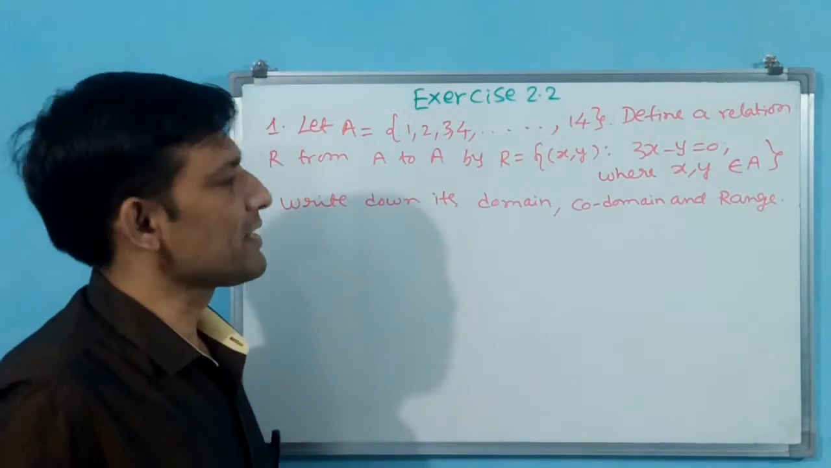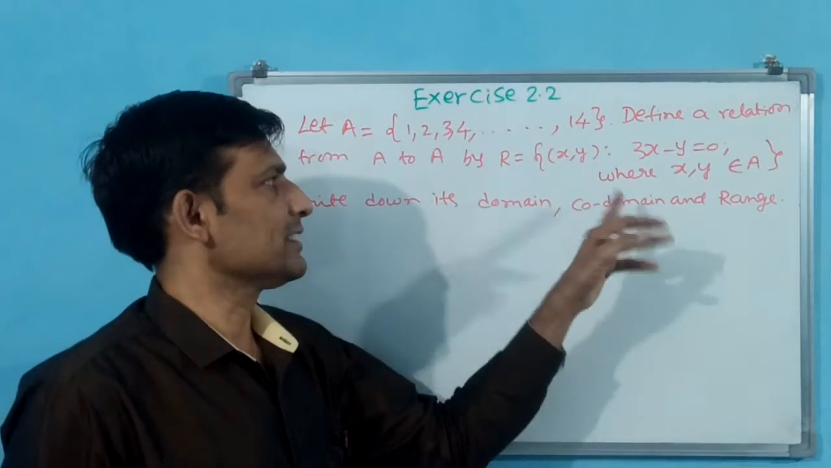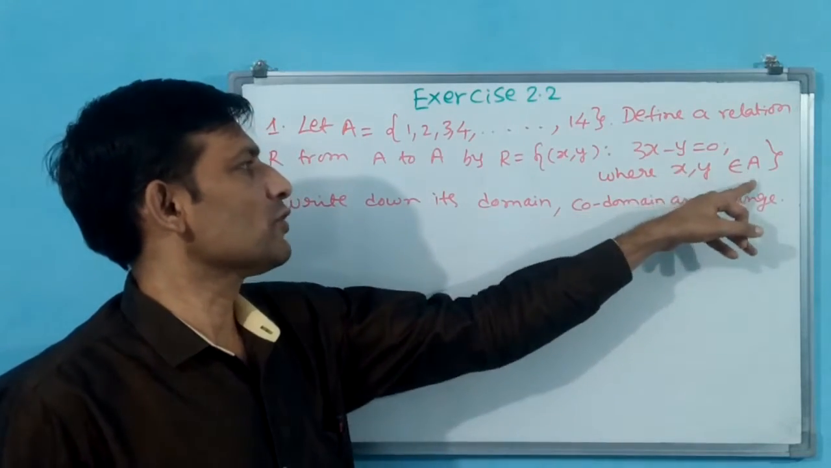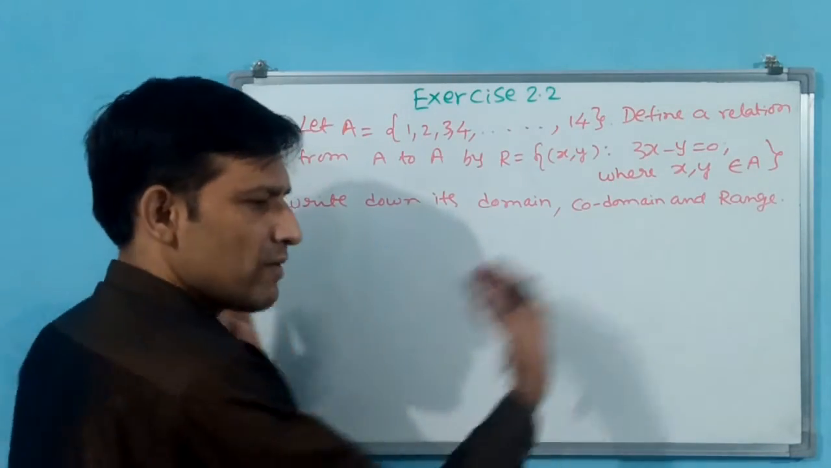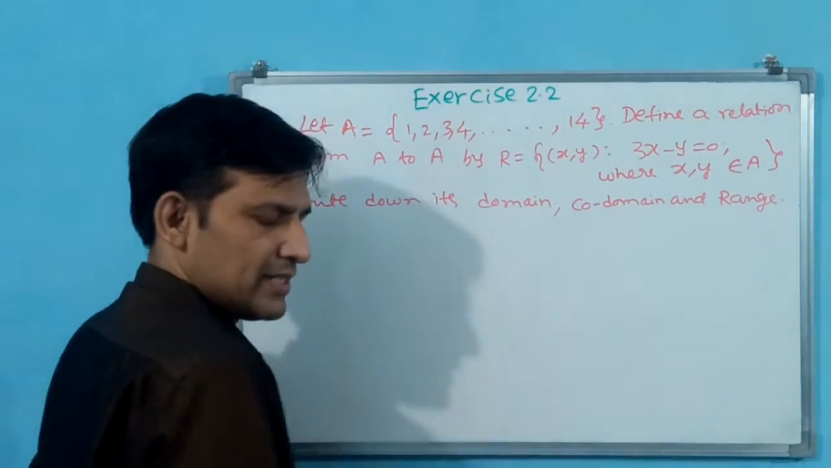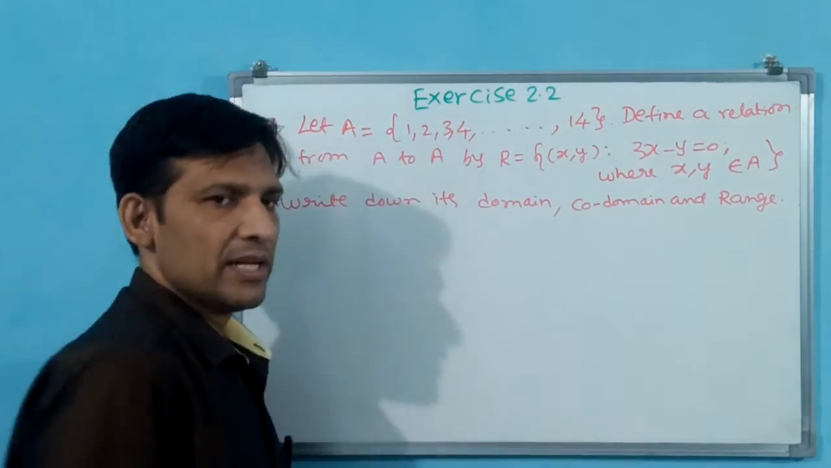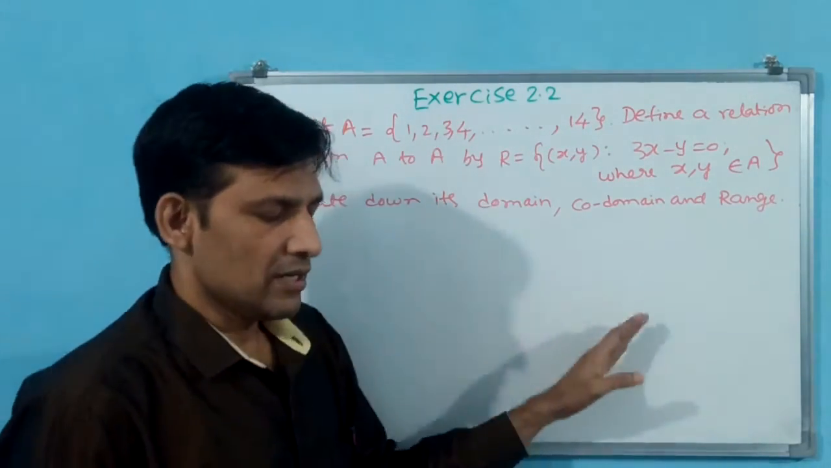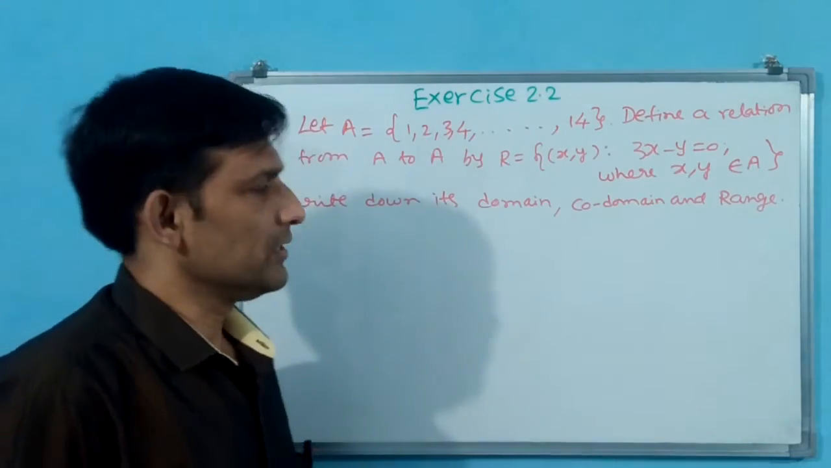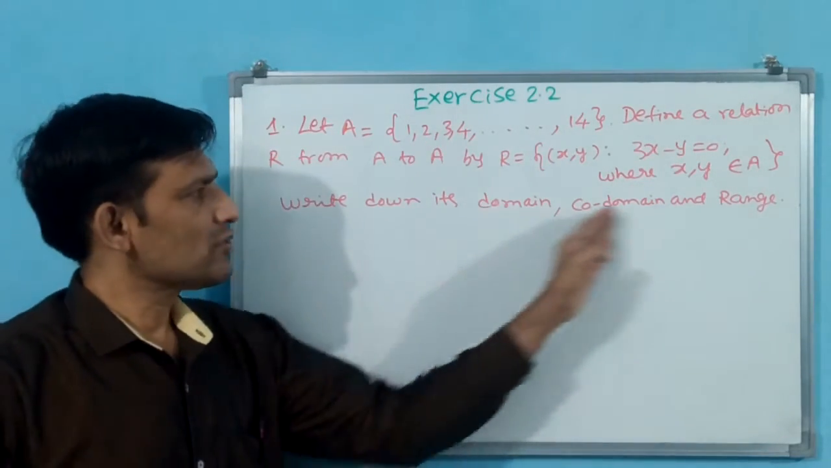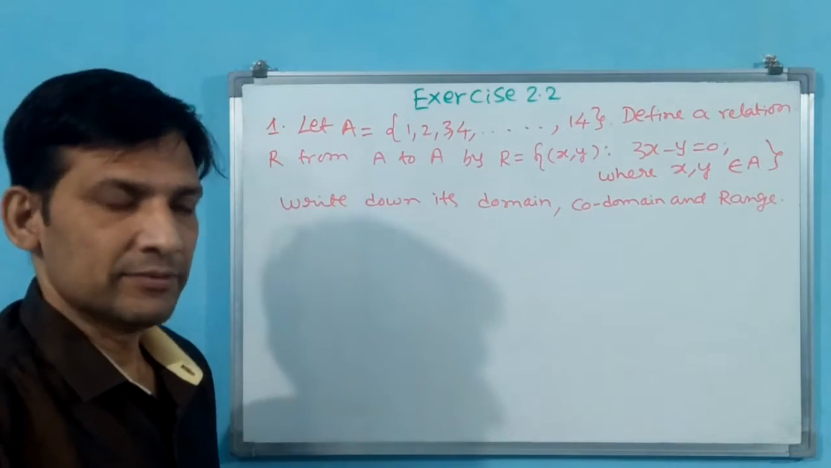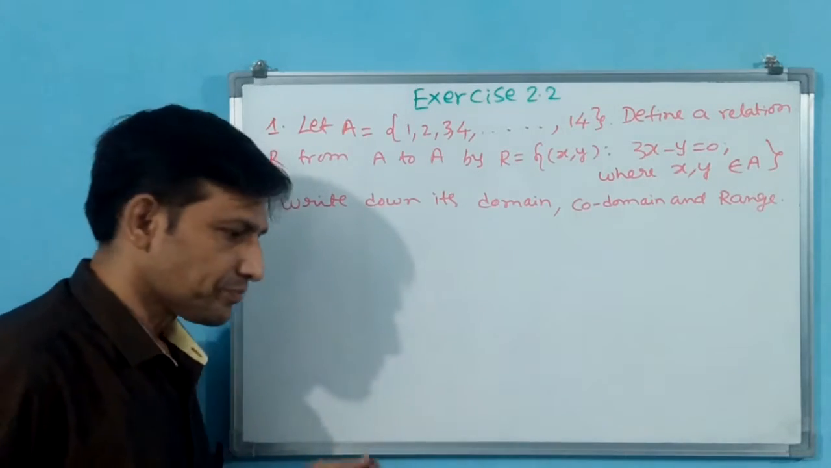3x minus y is equal to 0 is the relation where x, y both belong to A. Yes, sorry, x belongs to A and y also belongs to A. When a relation is from A to A, it means like that only. Write down its domain, codomain and range. All of it has been given.